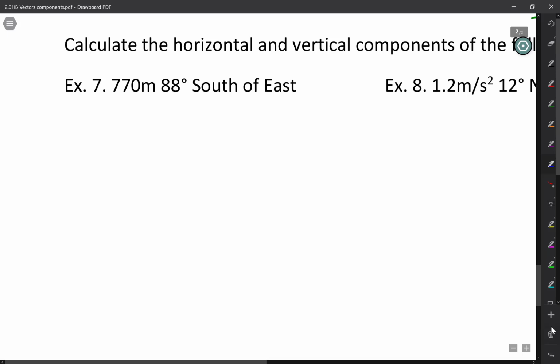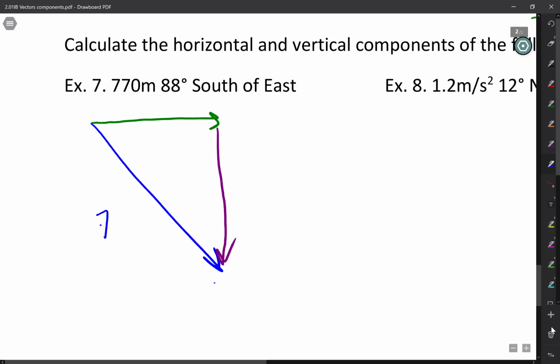So south of east generally is going to be in this direction. This is 770 meters 88 south of east. So I'm going to draw east first from my base, and then I'm going to draw the south, which is second. 770 meters is this, and my angle is 88 degrees. Oh, that's crazy talk. Okay, so then I have my x and then my y component.